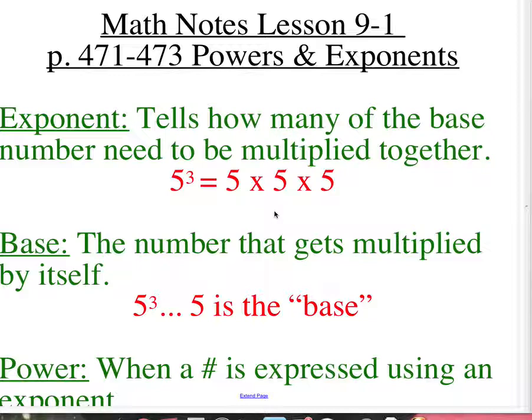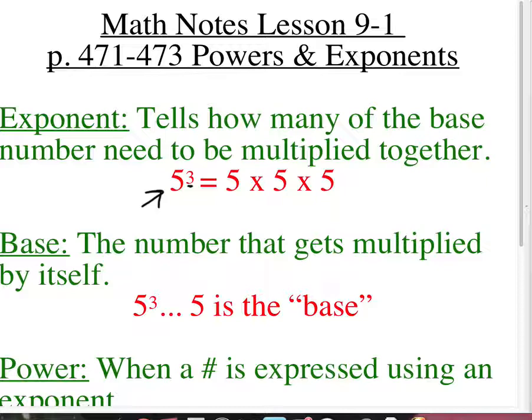So if you see here, the example that I have is 5 to the third power. So I'm looking right here. The exponent would be the 3. That is the exponent. So this is 5 to the third power, also known as 5 cubed, by the way. And so the exponent of 3 tells us that we're going to take 3 of the base number, which is 5, right? Base number is the big number, and we're going to multiply them together.